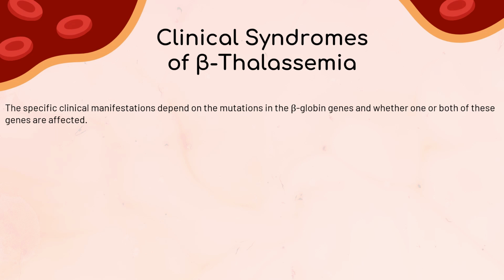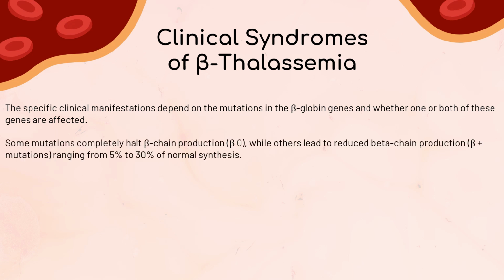The specific clinical manifestations depend on the mutations in the beta-globin genes and whether one or both of these genes are affected. Some mutations completely halt beta chain production, beta-0, while others lead to reduced beta chain production, beta-plus mutations, ranging from 5% to 30% of normal synthesis. Certain mutations cause minimal reduction, beta-silent.